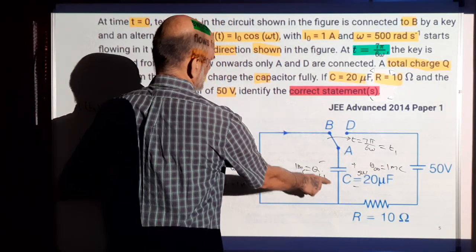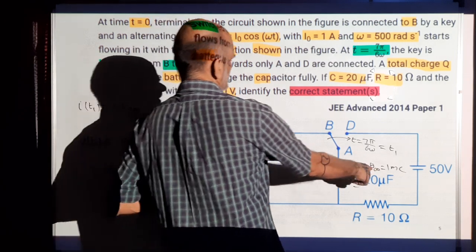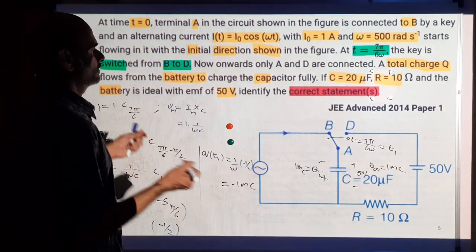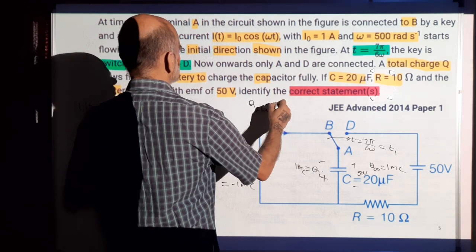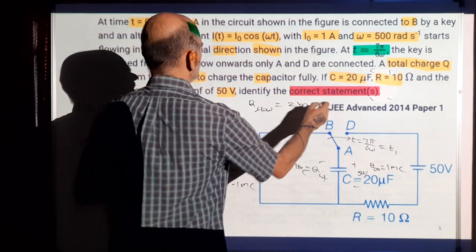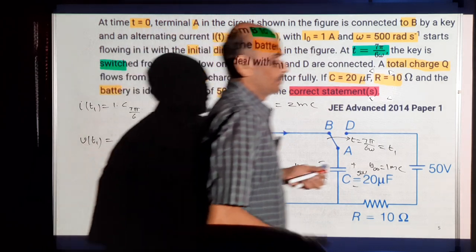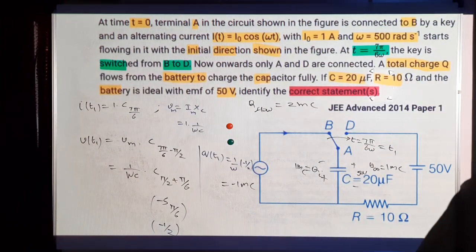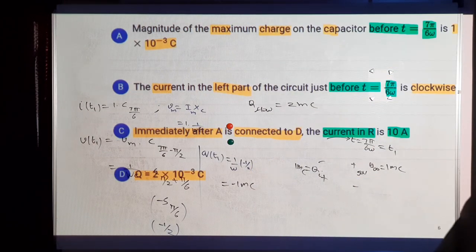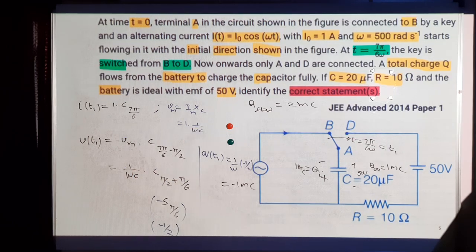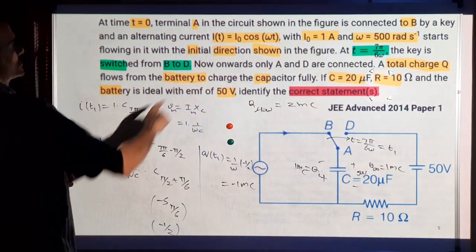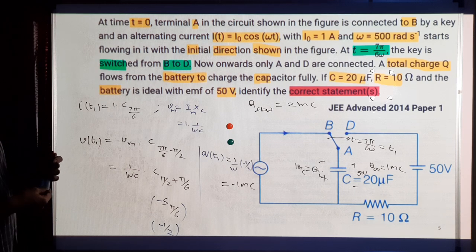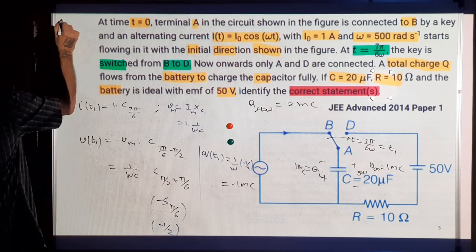So initial charge is minus 1 millicoulomb with this polarity, and final charge is this one. So the total charge that has flown after the switch is thrown is 2 millicoulombs. Statement D says Q is 2 millicoulombs, where Q is the total charge that flows from the battery to charge the capacitor fully. So statement D is true.